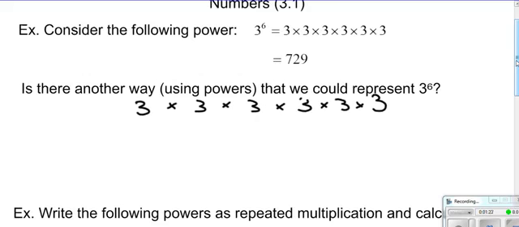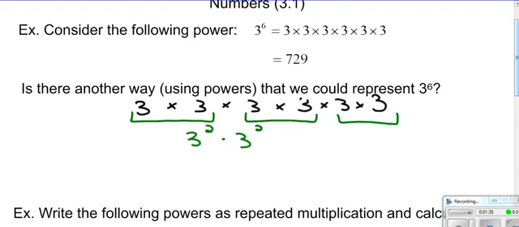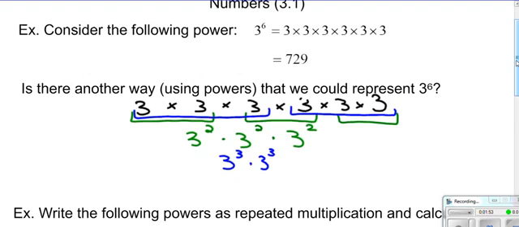But we could also think of it as 3 to the power of 2 times 3 to the power of 2 times 3 to the power of 2. So 3 squared times 3 squared times 3 squared. Or we could think of it as 3 to the power of 3 times 3 to the power of 3. Or we could think of it as 3 to the power of 4 times 3 to the power of 2. So there's a whole bunch of different combinations that we could be thinking of.